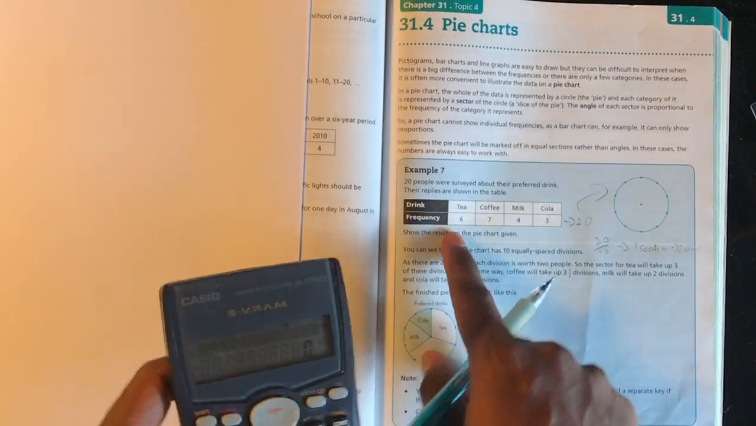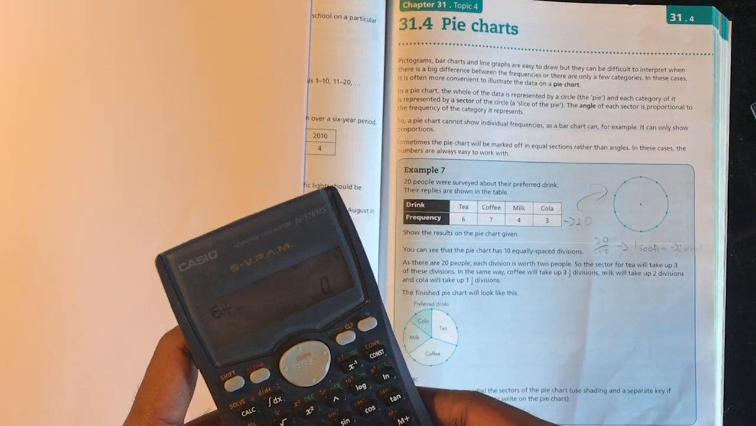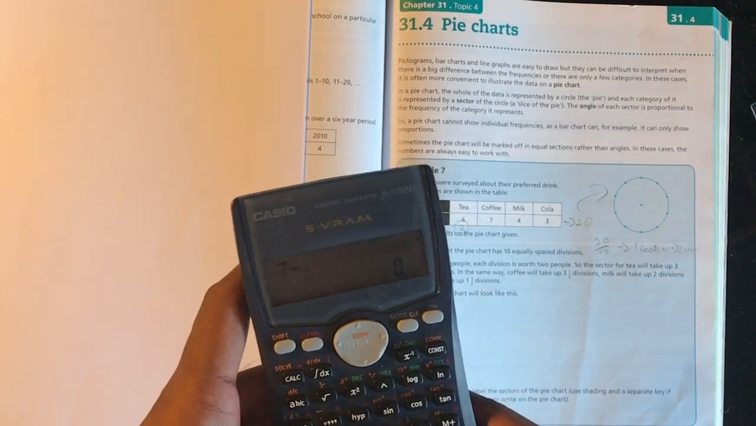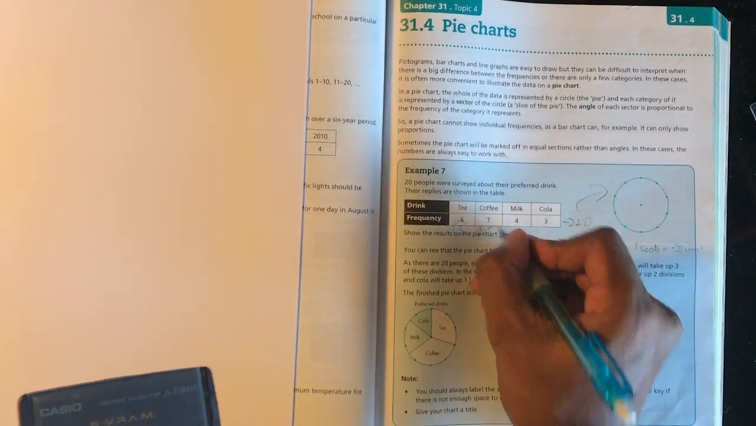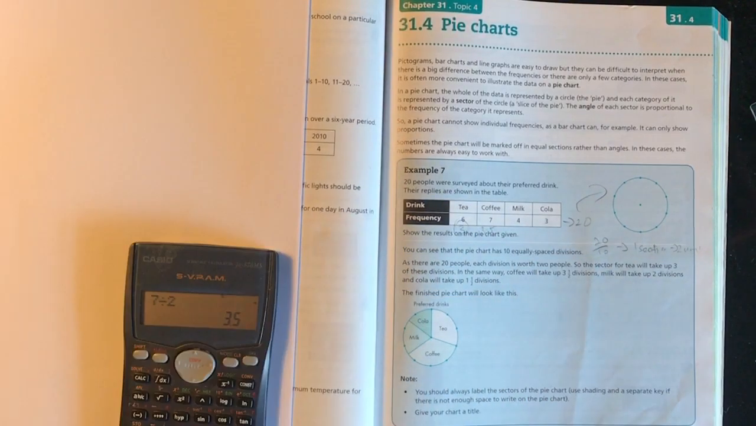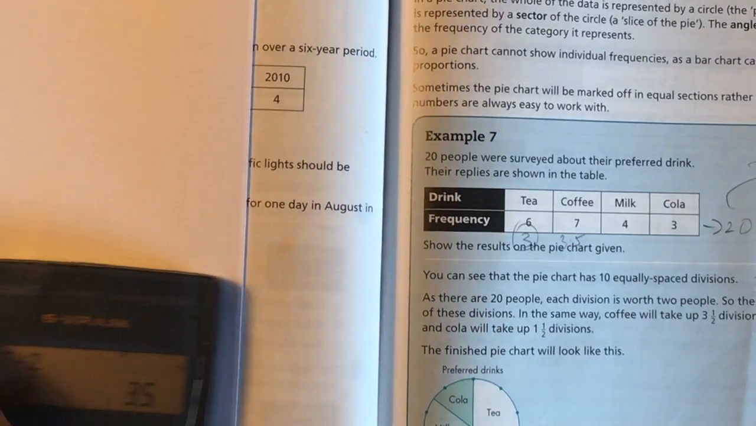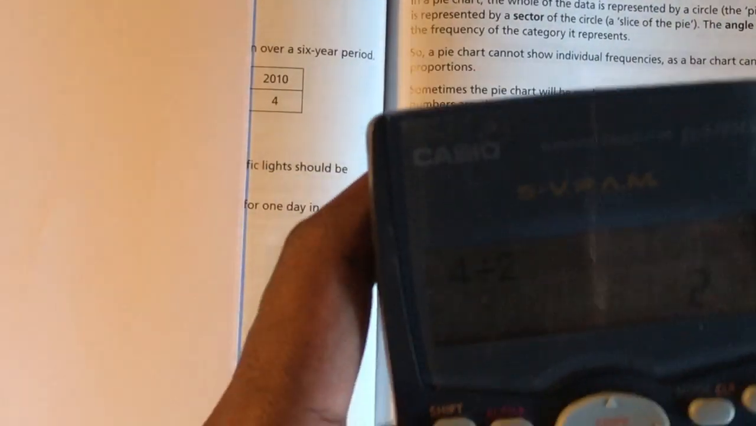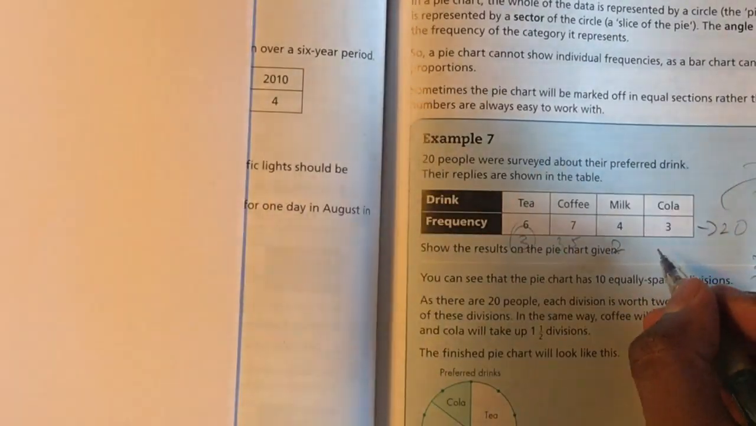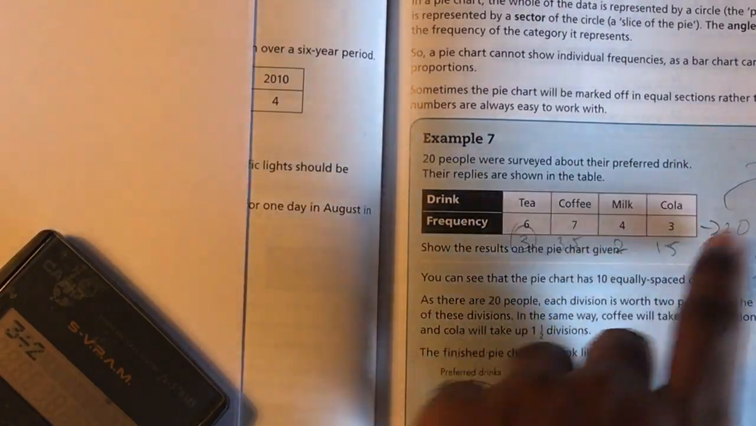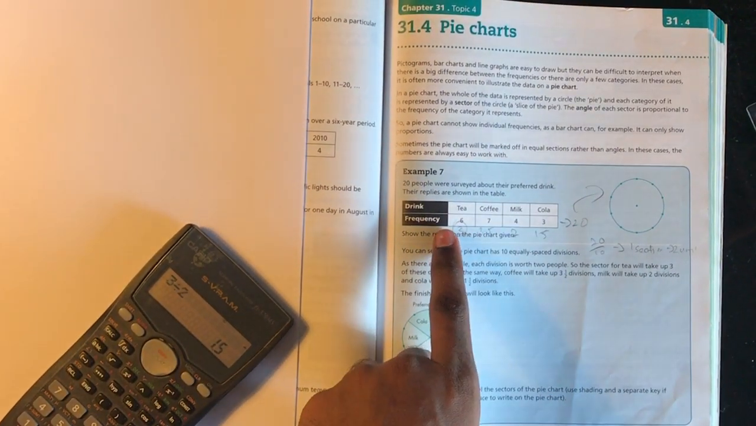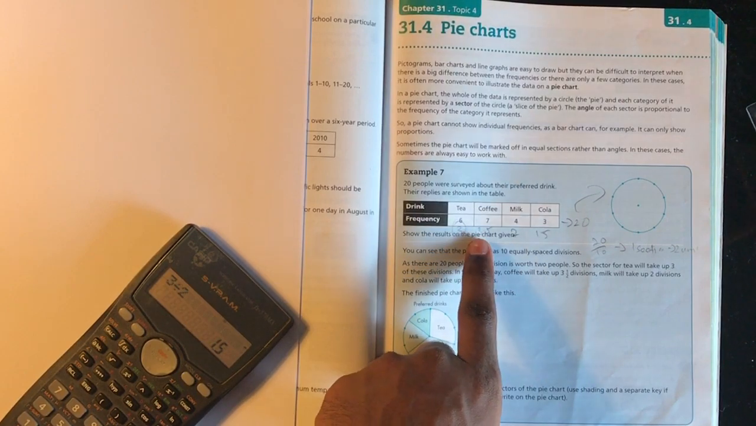So that means if you have 6, how many sections is it? 6 divided by 2, that means it will take 3 sections. Then for here, 7 divided by 2, I will get 3.5 sections. For this one, let me zoom in for you. This will be 4 divided by 2, so I will get 2 sections, and the last one will be 3 divided by 2, I get 1.5 sections. That means out of 10 sections, I will form 3, 3.5, 2 and 1.5. When you sum all of these, it must give you 10.